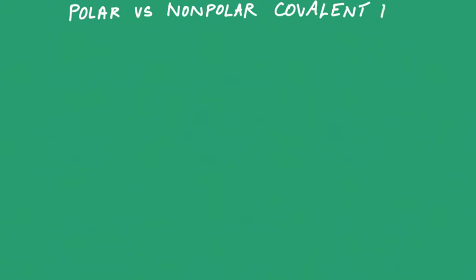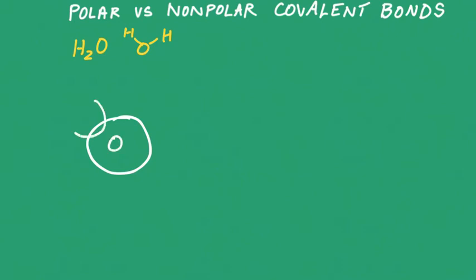Now let's compare a polar covalent bond versus a non-polar covalent bond. The difference here is how the electrons are shared. If the electrons are shared equally, then we have a non-polar covalent bond. If we have electrons shared unequally, we have a polar covalent bond. We just saw the example of water. Electrons are shared unequally in the formation of water.